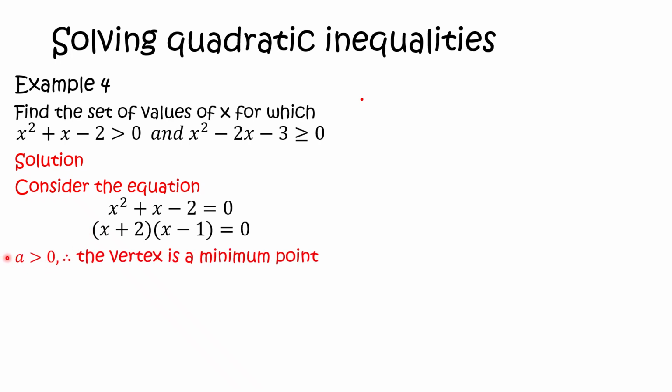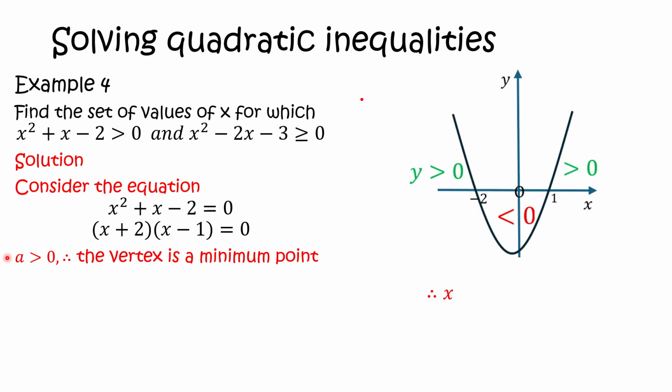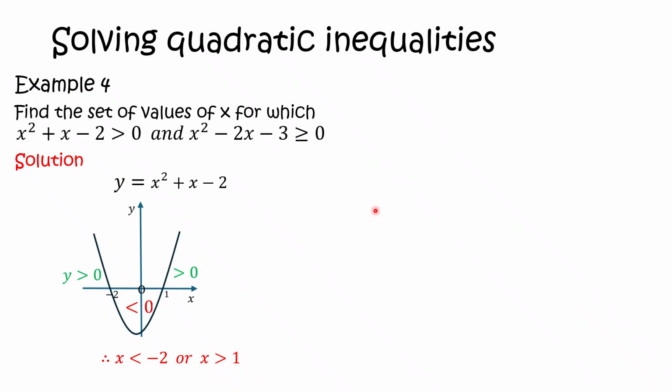Factorizing, we get x plus 2 times x minus 1 is equal to 0, so that our a is greater than 0. Therefore, the vertex is a minimum point. We know that already, so we have the curve of that particular nature. And we see that for values in between minus 2 and 1, the curve is less than 0. Otherwise, it's positive. So therefore, we are going to have x is less than minus 2 or x is greater than 1. Great.